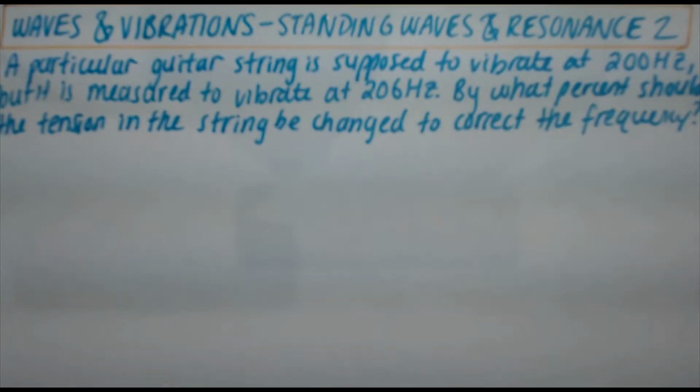A particular guitar string is supposed to vibrate at 200 Hz, but it is measured to vibrate at 206 Hz. By what percent should the tension in the string be changed to correct the frequency?